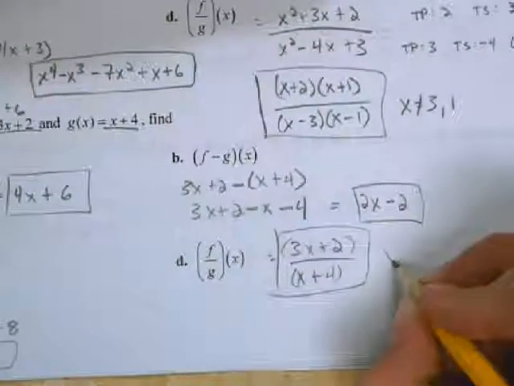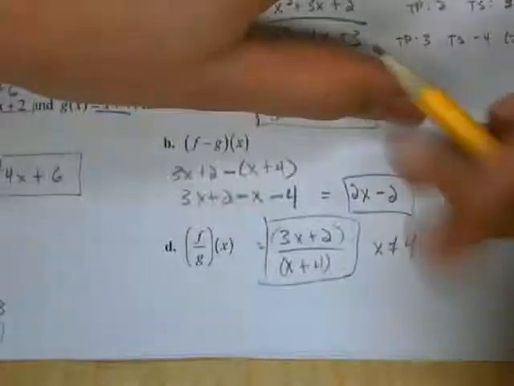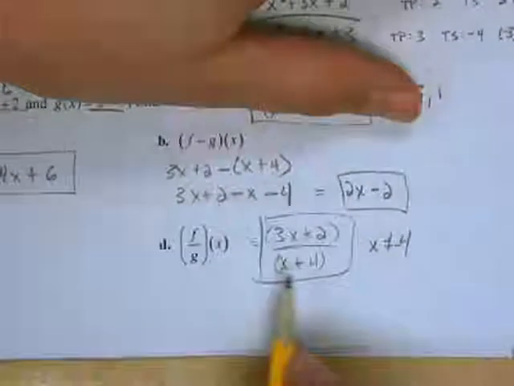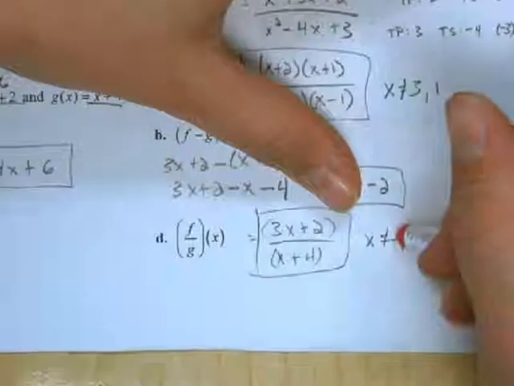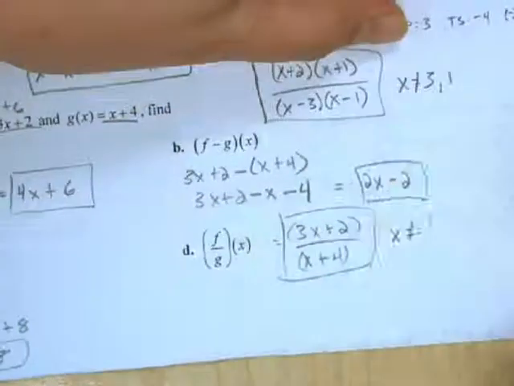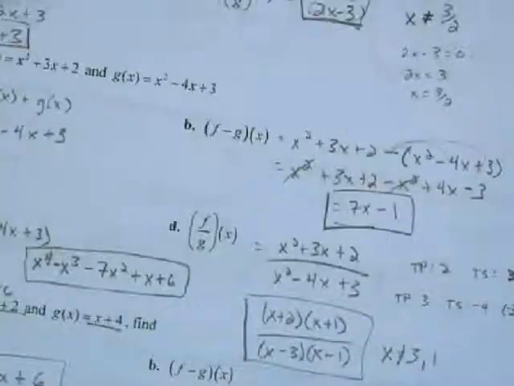Talking about domain, x is not allowed to be negative 4. Because if I plug a negative 4 in there, negative 4 plus 4 would give me 0, and that's not allowed. Big math no-no, dividing by 0. So negative 4. And that's it for algebra of functions.